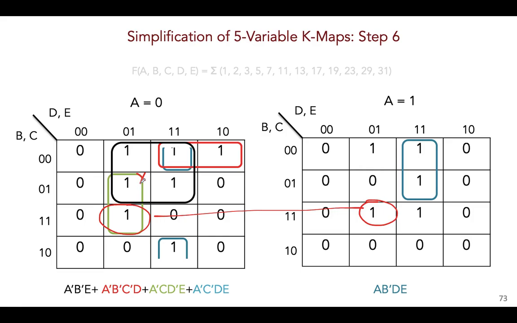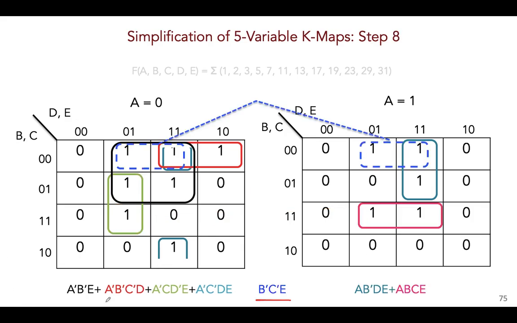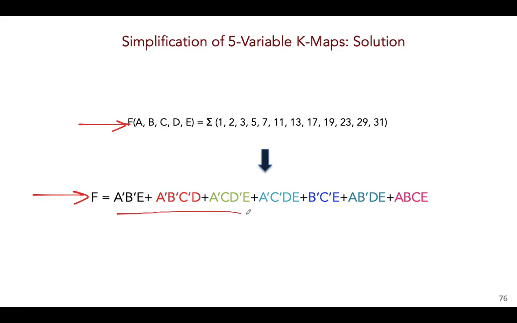So the idea is you have to proceed the best way you see fit. All right, start with the largest group. Mirroring is also possible, so you have to keep that in mind while simplifying 5-variable K-maps, and then you have to avoid overlapping as much as possible. All right, so again, the resultant expression would depend on what kind of groups you've formed.